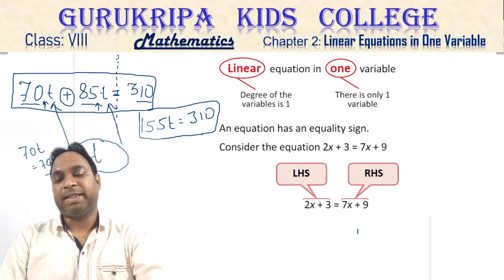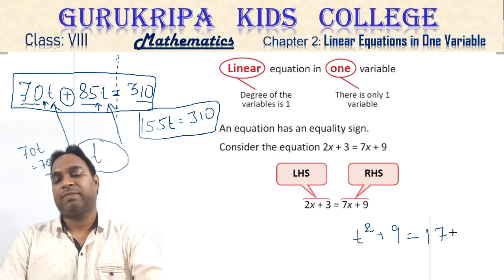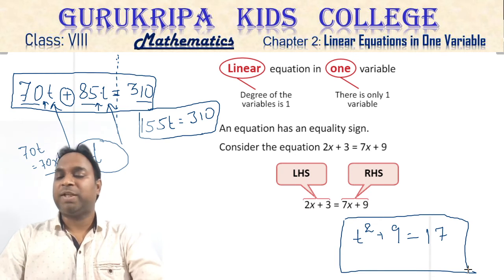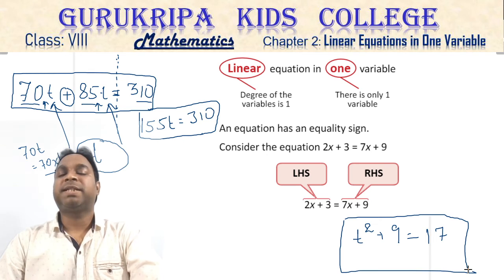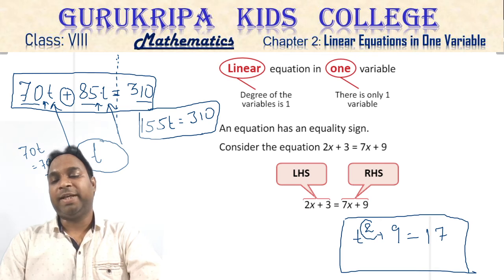If I say t square plus 9 is equal to 17, this is also an equation. This is an equation of a different type which we don't have to study now. This is not in the syllabus. Why is this not in the syllabus? Because there is a square of the variable involved.